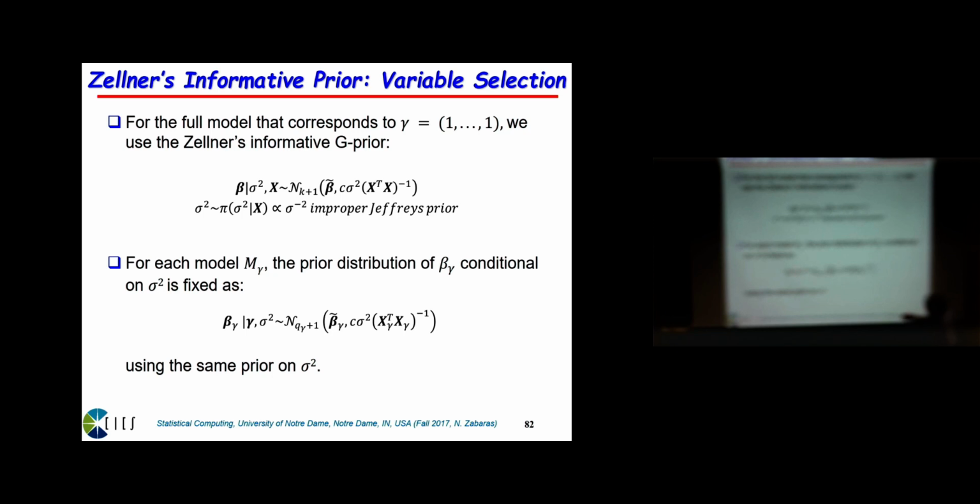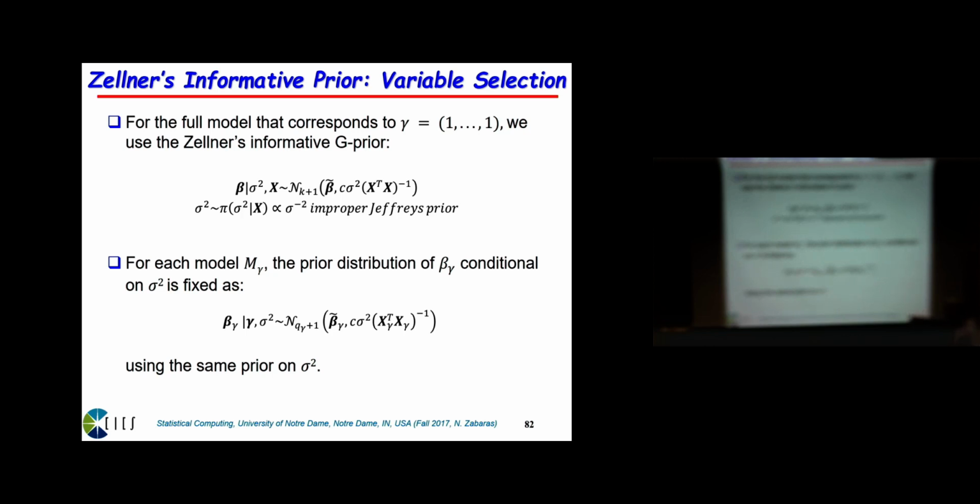You notice I condition on gamma. So it's like running a regression problem where your variables are not all the variables that you get there, but a subset of variables. For that subset, obviously, there is a beta gamma, there is an x gamma where you kept the appropriate columns. The formula is the same.